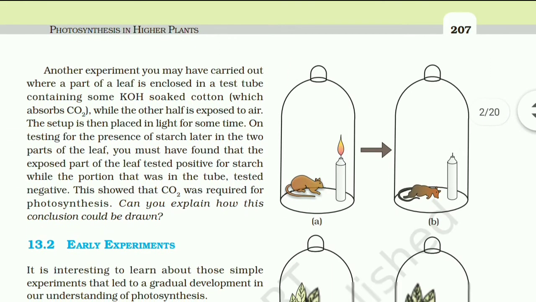Another experiment you may have carried out is where a part of a leaf is enclosed in a test tube containing some KOH-soaked cotton, which absorbs CO2, while the other half is exposed to air. This setup is then placed in light for some time. On testing the presence of starch later in the two parts of the leaf, you must have found out that the exposed part of the leaf tested positive for starch while the portion that was in the tube tested negative. This showed that CO2 was required for photosynthesis. Can you explain how this conclusion can be drawn?